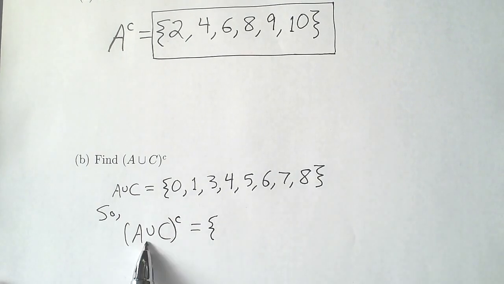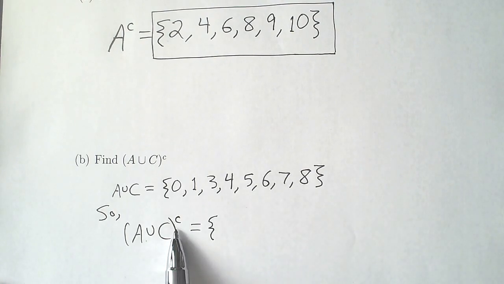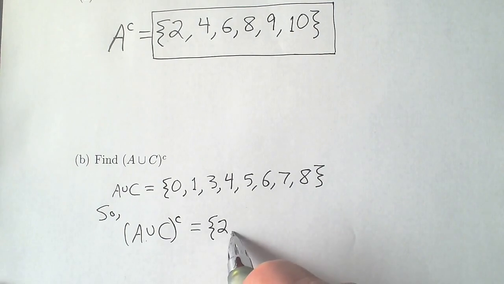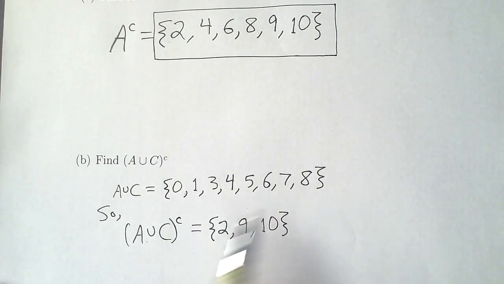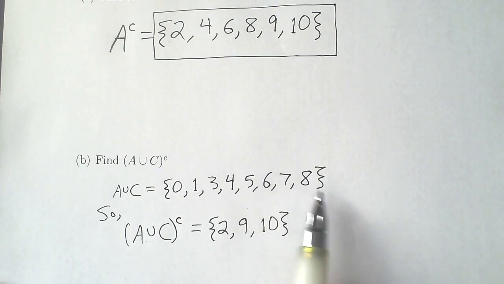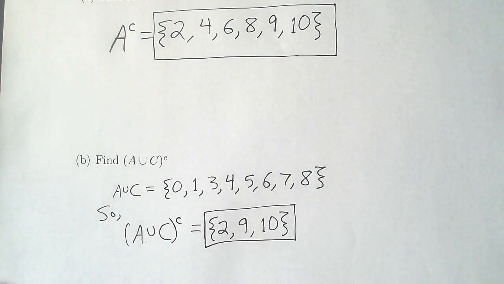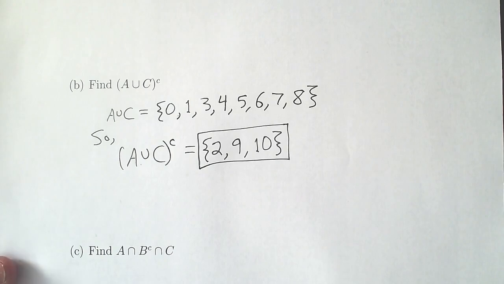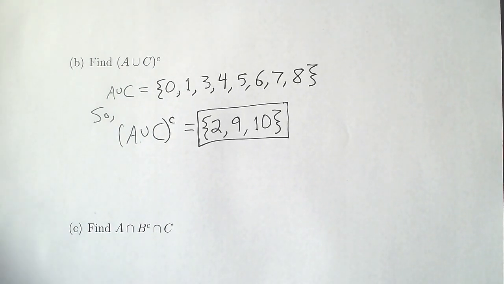All right, kind of like what we did in part A. Go through this set, and you want the complement of it. So anything that is in U but not in this set. So this set does not include a 2, it does not include a 9, and it does not include 10. So this is my final answer. So I think I'll save part C for you to try on your own. And again, I have the solutions posted. You won't hear me talk through it, but you could still check the solution on Blackboard.